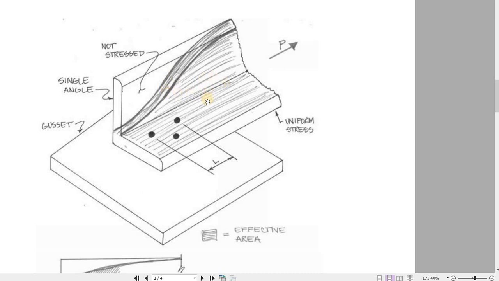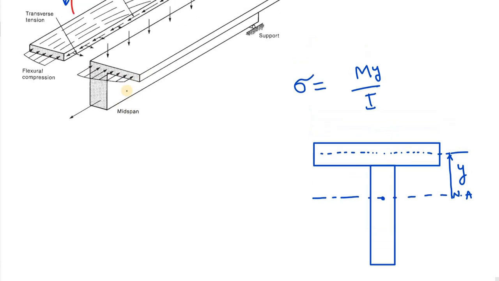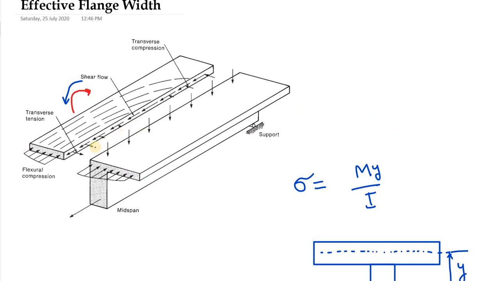And wherever we have shear lag occurring, we have non-uniform stress distribution. So these are very similar things. Although this was a case of axial tensile loading, and what we are discussing over here is the case of flexural loading, the concept is the same.